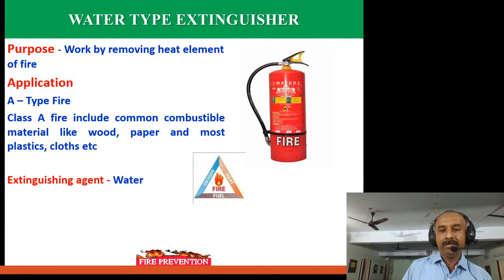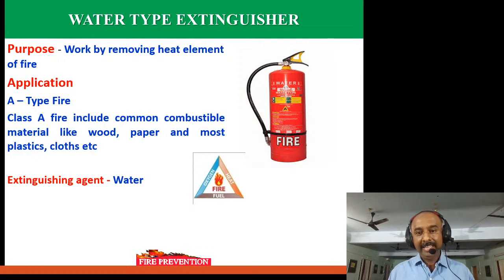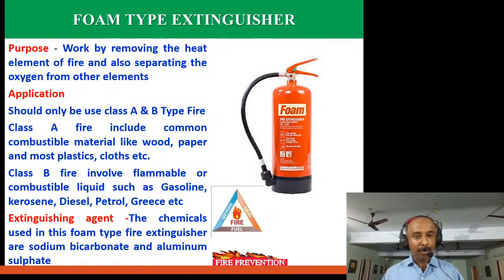So, the water type extinguisher. The water type extinguisher is more suitable for A-class fire, as we know A-class fire is because of combustible solid material. How does the extinguisher work? What is the working principle behind this extinguisher? It works by removing the heat element of the fire, which is sufficient to cut off the fire. Here the extinguishing agent is water. It is more suitable for A-type fire. It should not be used for B and electrical fire. As we know, water is a good conductor of electricity. If you use this type of extinguisher for class B fire, it will further spread the fire in the area.